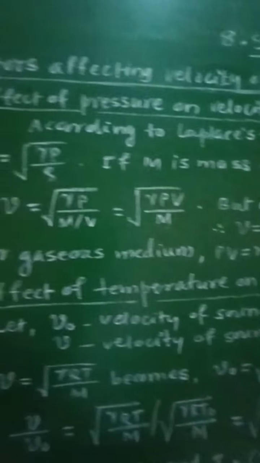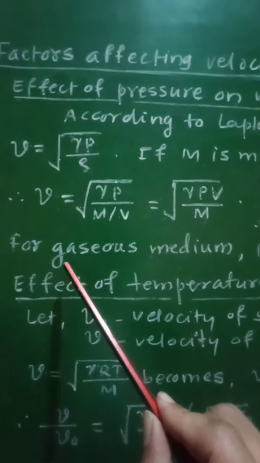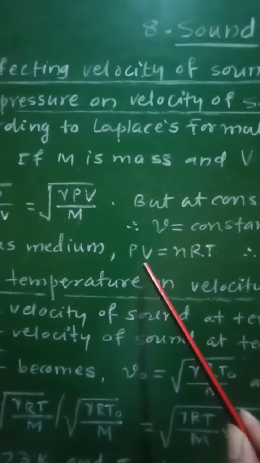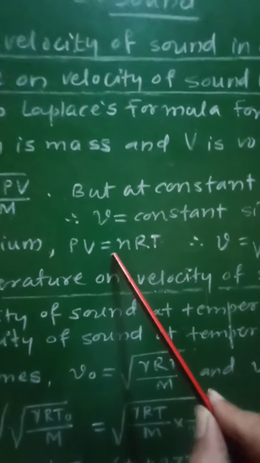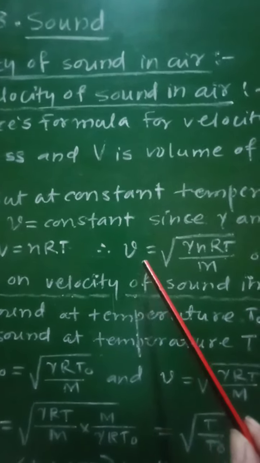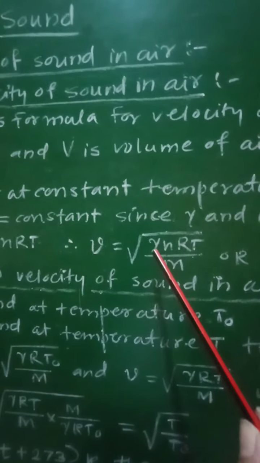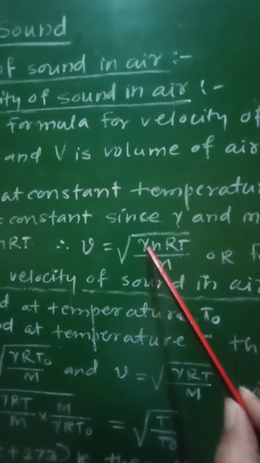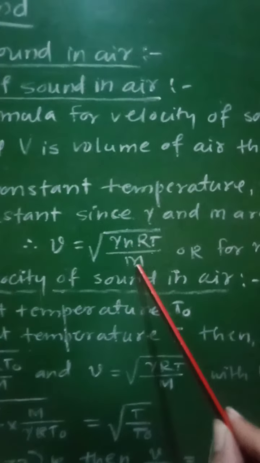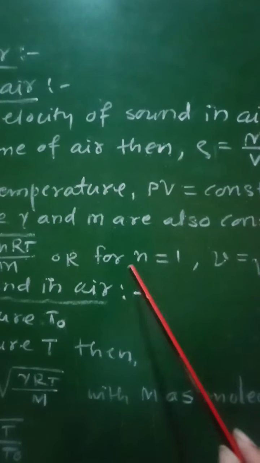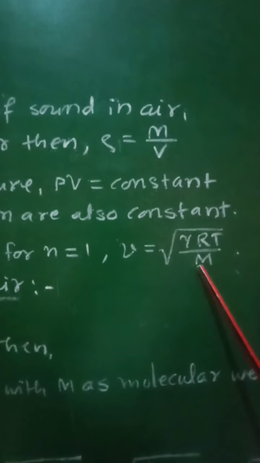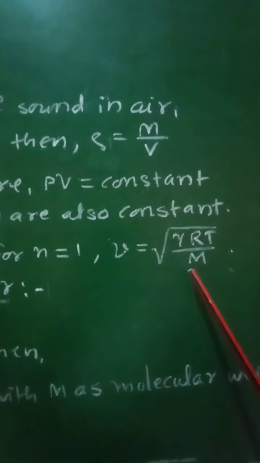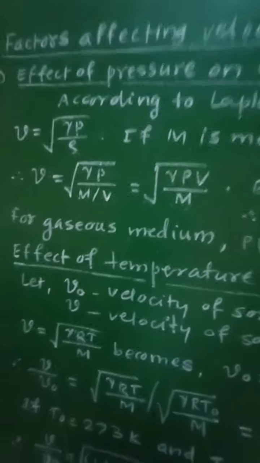Now let us consider the ideal gas equation, that is for gaseous medium we have PV is equal to nRT. From this equation we can write velocity of sound in air phi is equal to square root of gamma nRT upon m, or for n equal to 1, that is for 1 mole of gas, phi is equal to square root of gamma RT upon m. So this will be the effect of pressure on the velocity of sound in air.